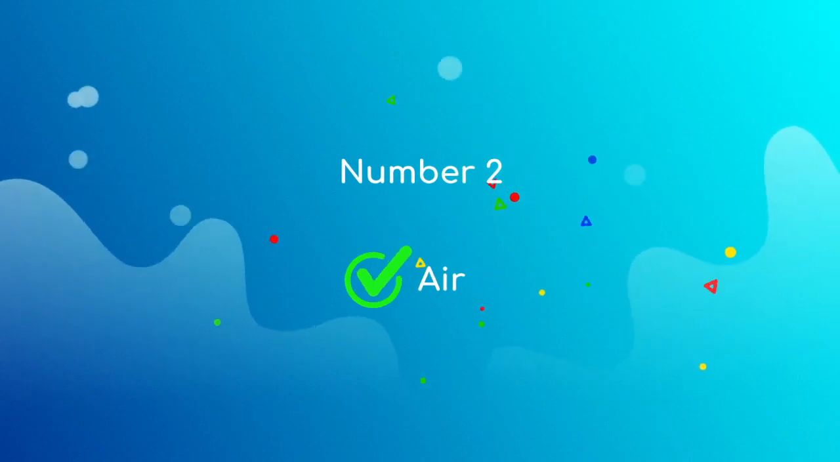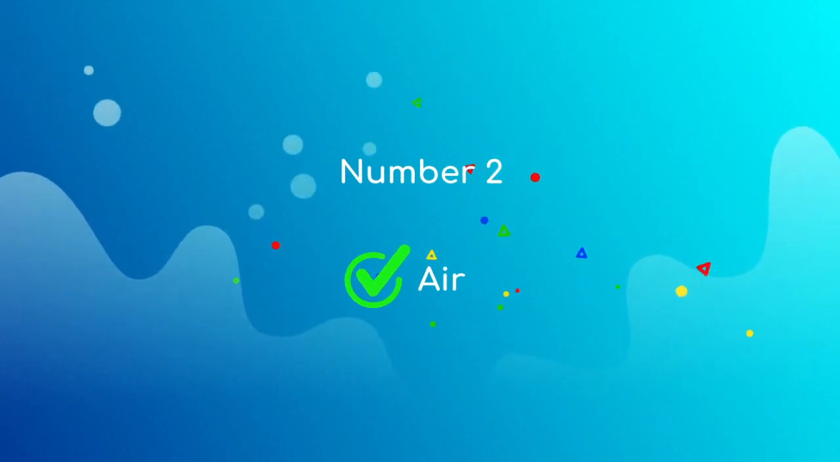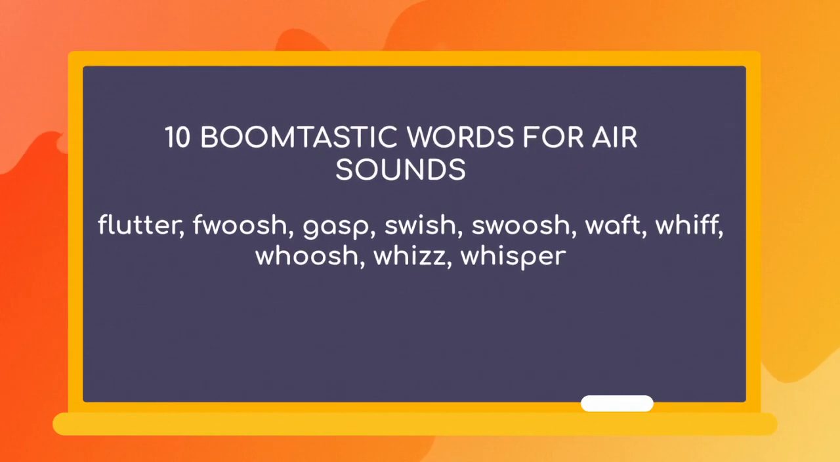Number 2. Air. Similar to number 5, water sounds, air sounds help to set the scene. An added advantage for including onomatopoeia words for air is that you can add tension to your writing. This is especially useful for horror or suspense writing. My 10 boomtastic onomatopoeia words to describe air are right here. As you can see, these words could be used to create a very intense scene.